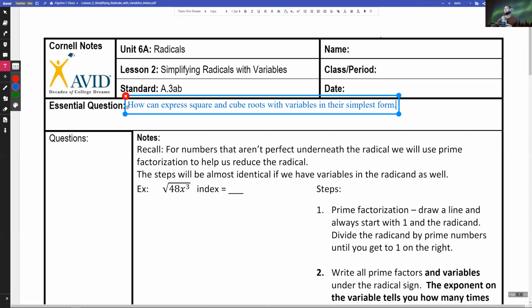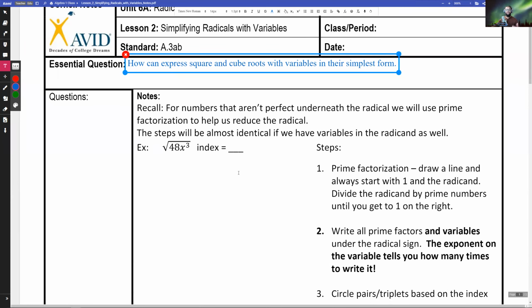We're going to start with this first example, which says: recall for numbers that aren't perfect. That means we can't take the square root and have it be a whole number. If you typed it into Desmos and got a whole number, that means it's perfect. For numbers that aren't perfect underneath the radical, we use prime factorization. That's the thing with the line.